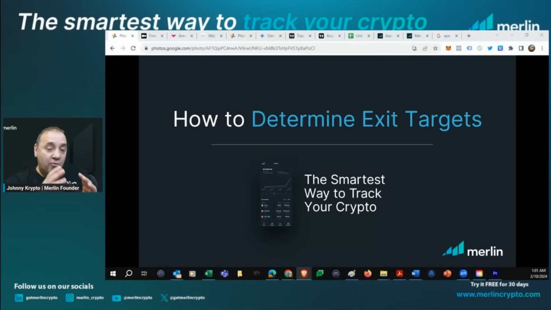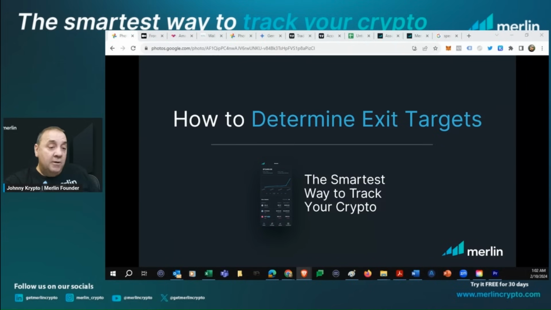One of the biggest questions I get asked all the time is, Johnny, how do I determine exit targets for my portfolio? So I want to take some time today and walk you through how to do that. We'll start off with first talking about what is an exit plan and what isn't an exit plan. We'll talk a little bit about the markets and how they work. Then we'll walk you through a tool to use to create exit targets. This is called the Fibonacci tool.